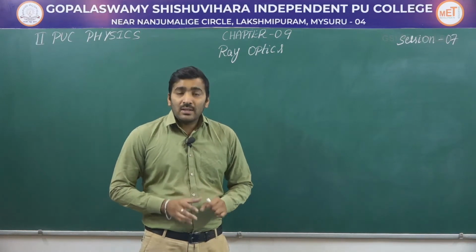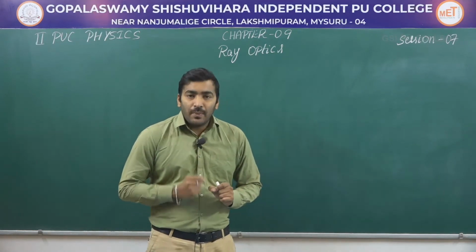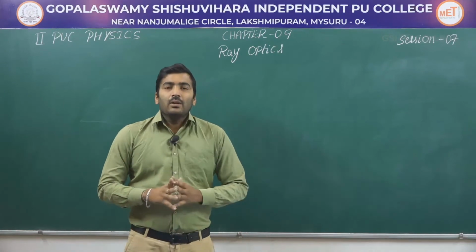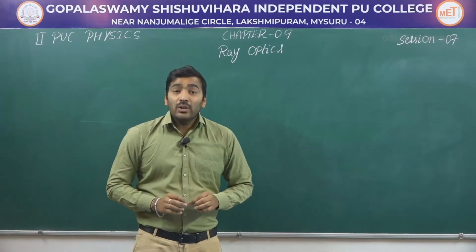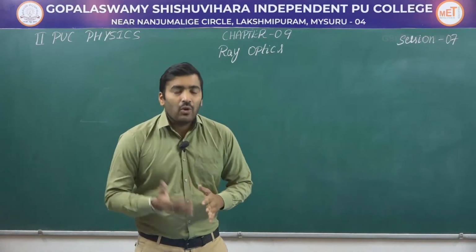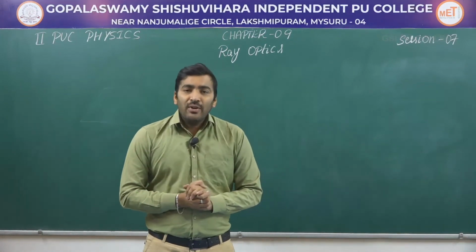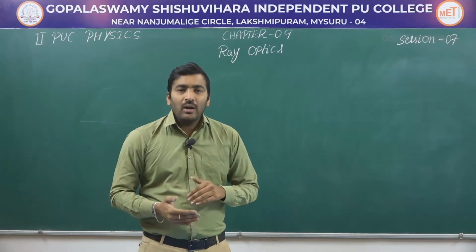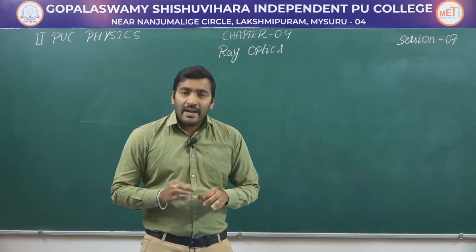First, let us understand what is a prism. A prism is an optical medium which has totally 5 faces. It is a 3-dimensional object. Out of those 5 faces, 2 faces are triangular and 3 faces are rectangular.